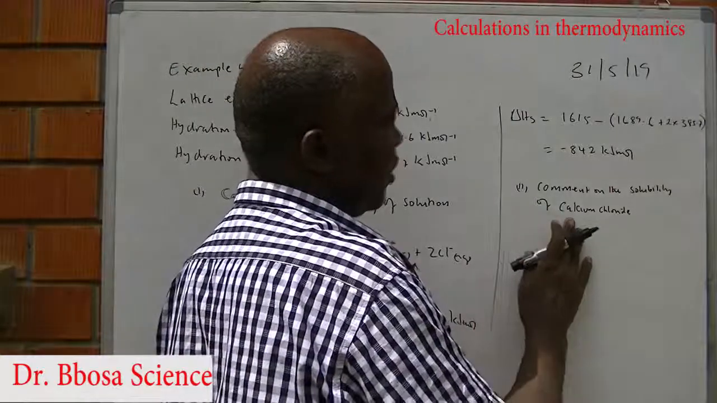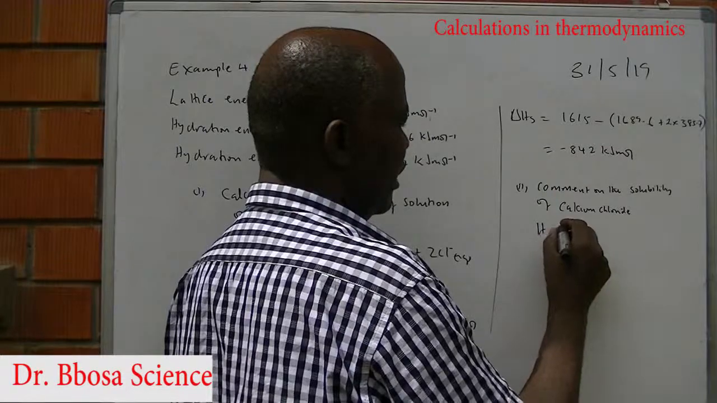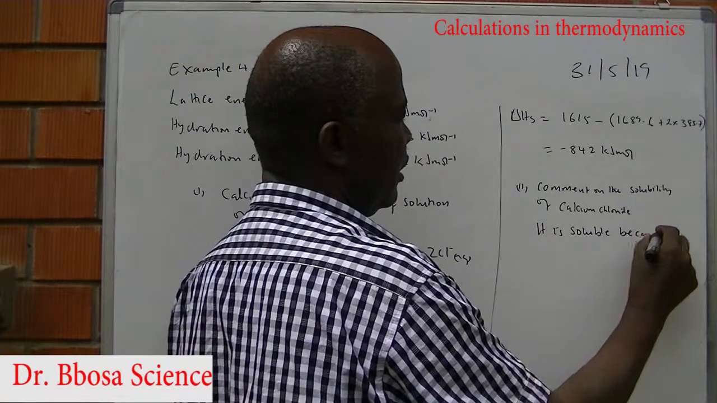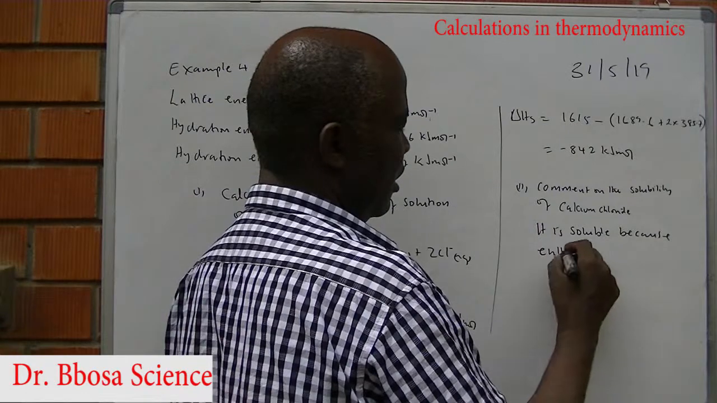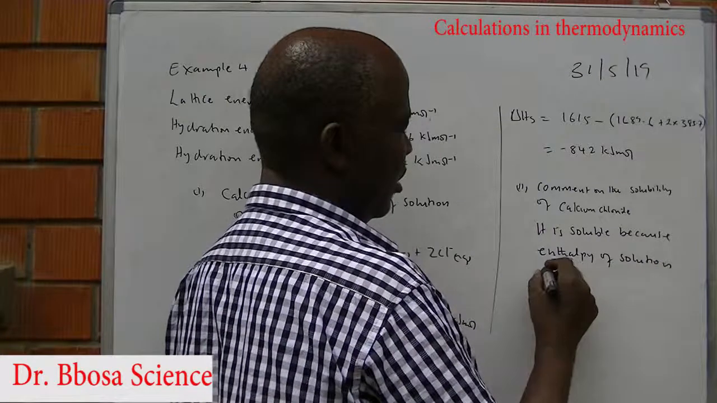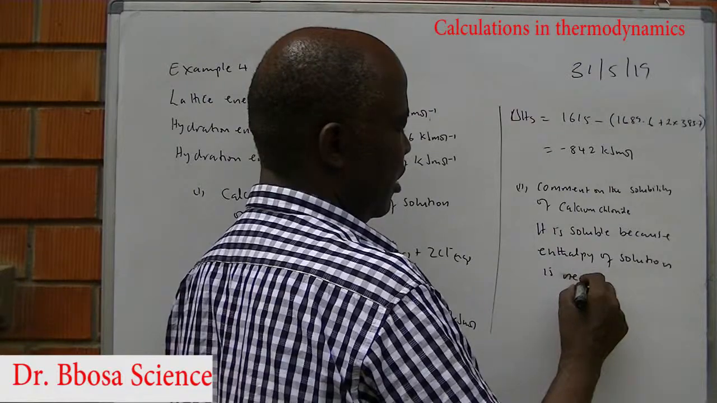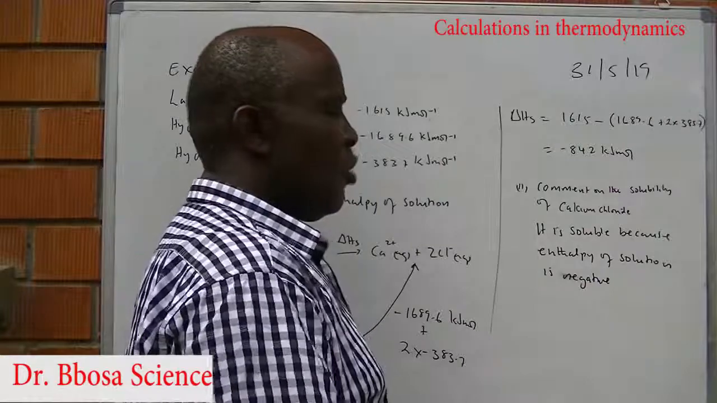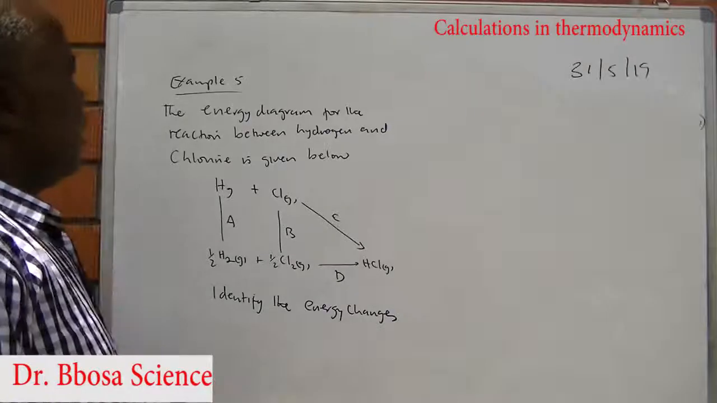Then part two, comment on the solubility of calcium chloride. It is soluble because enthalpy of solution is negative.